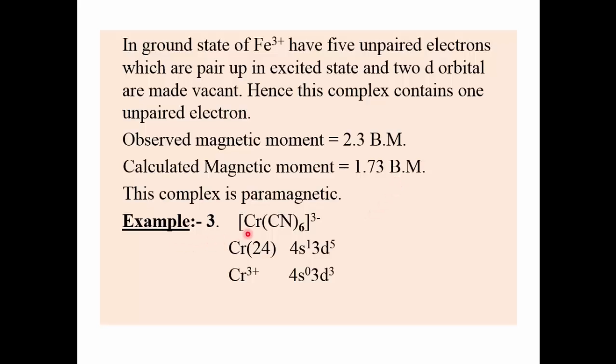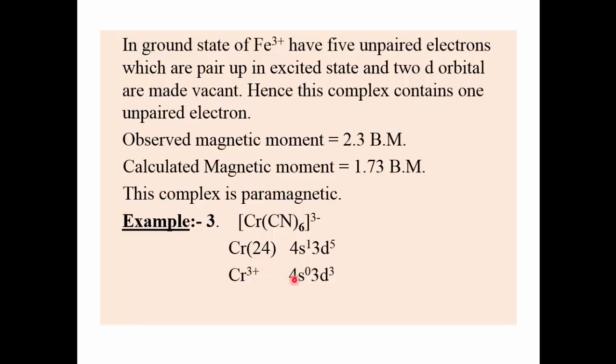Example number 3, [Cr(CN)6]3-, the charge is 3 minus. Again there are 6 cyanide ligands, so minus 6. On chromium there must be a plus 3 charge, and then here there is minus 3. Got it? So minus 6 plus 3 becomes minus 3. Chromium atomic number is 24. Electronic configuration is 4s1 3d5.